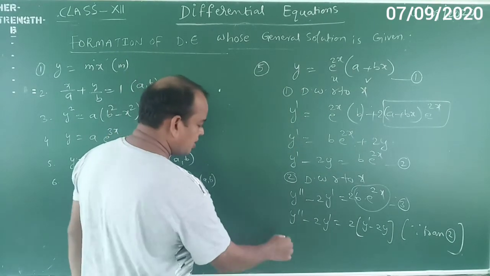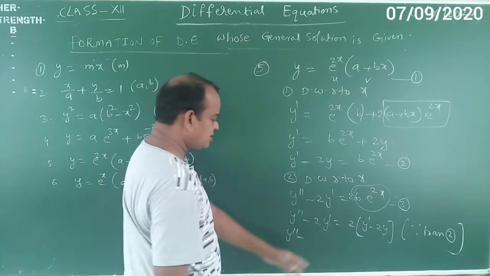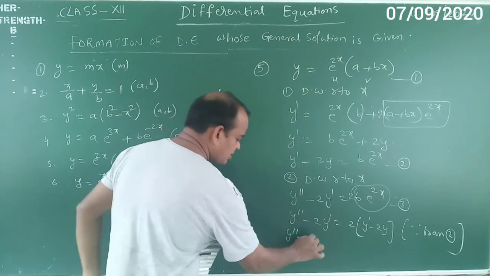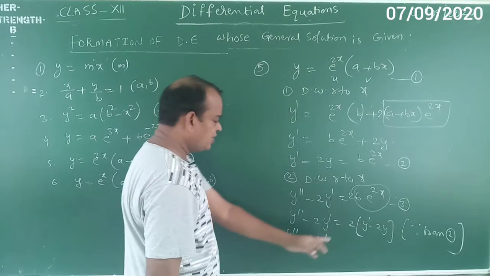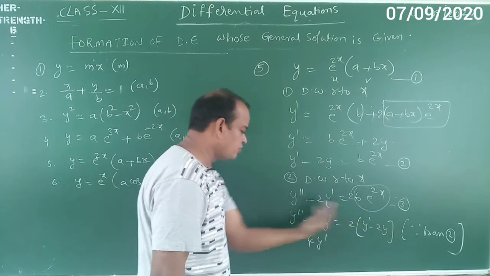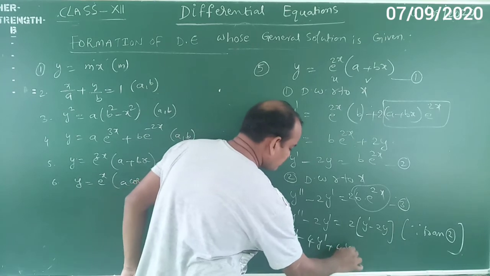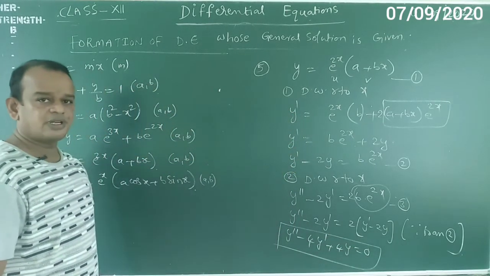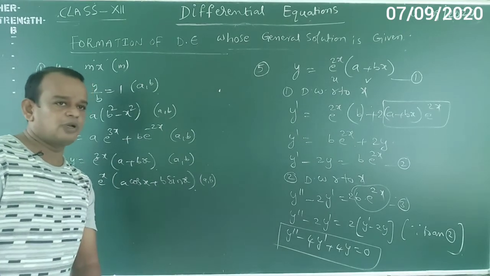Yes. y'' minus 2y' this side, minus 2y' already minus 2y is there, so minus 4y'. Here minus into plus into minus, minus 2 twos are 4y, minus 4y this side, plus 4y is equal to 0. This is the solution. Okay, my dear students, in this way we will do the problems.